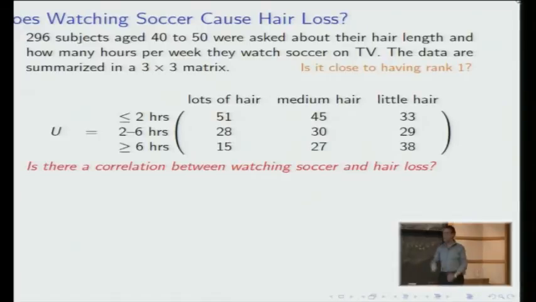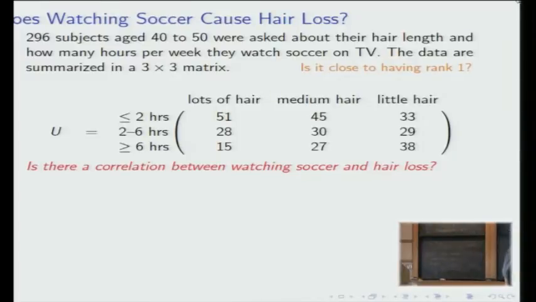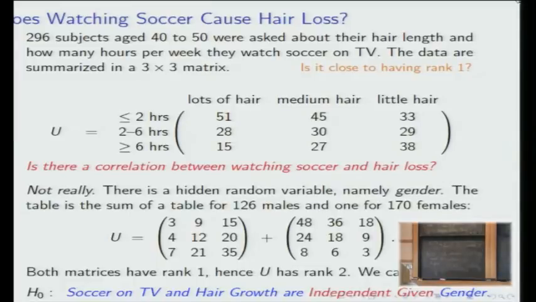Remember, rank 1. Now, if you look at this matrix, the 2 by 2 minors are not 0. In fact, it was rigged so that they're all quite positive. So this suggests that there might be some positive correlation between lots of soccer and little hair. But the answer is, not really.